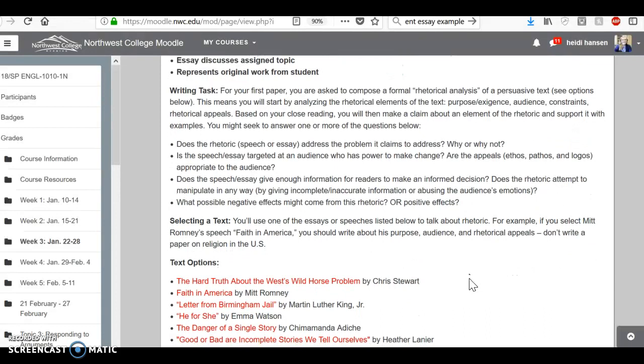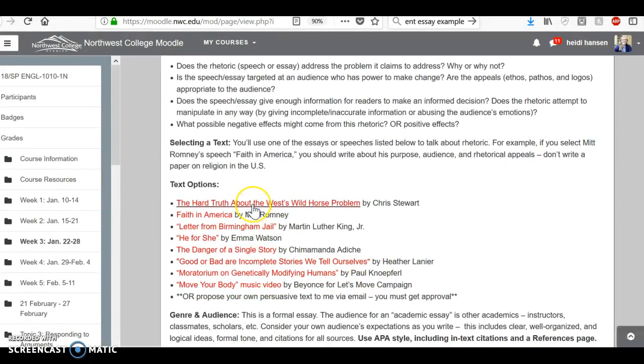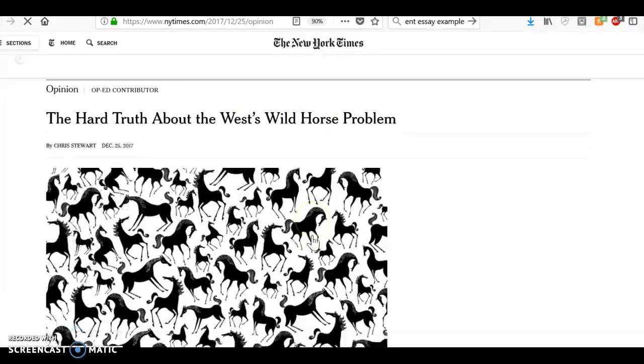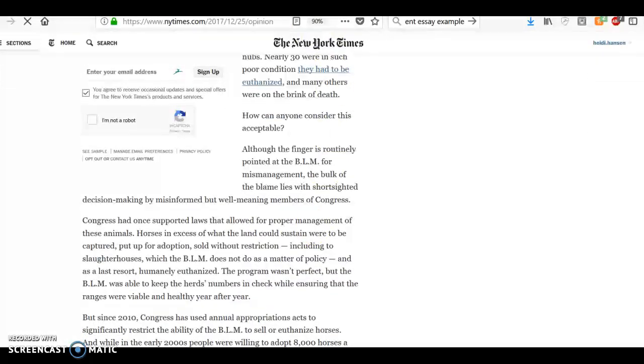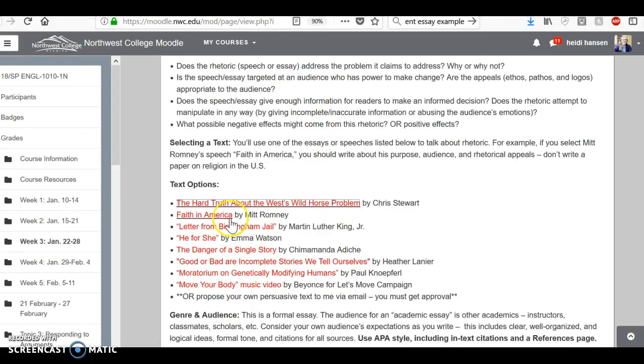All right, so next thing to talk about here is the writing prompt for the assignment. The assignment asks you to compose a formal rhetorical analysis of a persuasive text. The options for your persuasive text are listed here below, and they're hyperlinked, so you could click on one of those links and start reading it. This one is not too long. I thought it was very interesting. But again, there's quite a few options that I think speak to diverse interests.